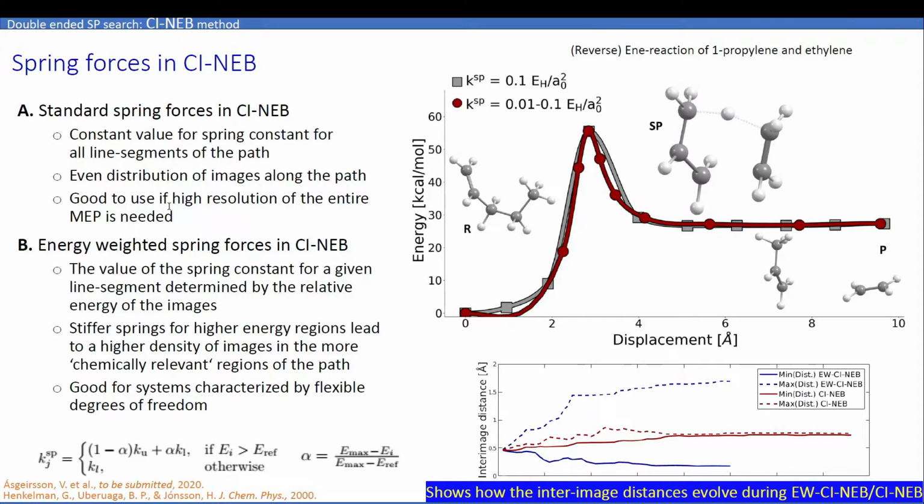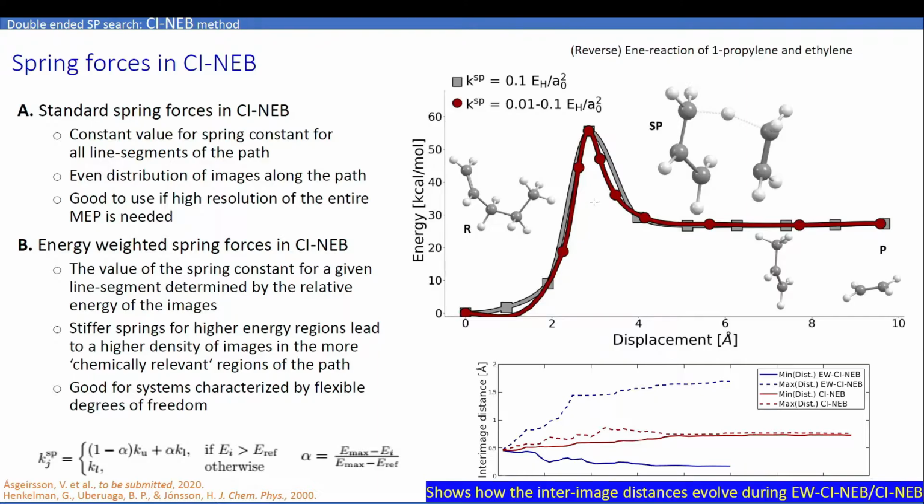However, for systems characterized by a high degree of flexibility and minimum energy paths with long potential energy tails, such as for molecular reactions, it may be advantageous to use energy-weighted spring constants. In this scheme, the stiffness of the springs is scaled according to the energy in such a way that a higher density of images is obtained in the barrier region along the path, as you can see here for the ene reaction of 1-propylene and ethylene.